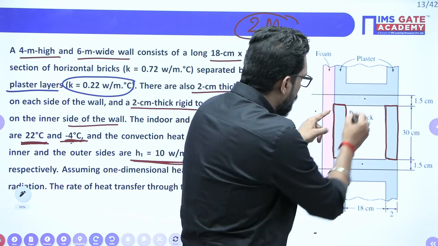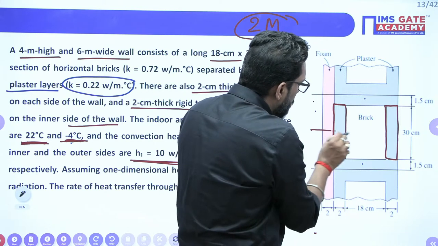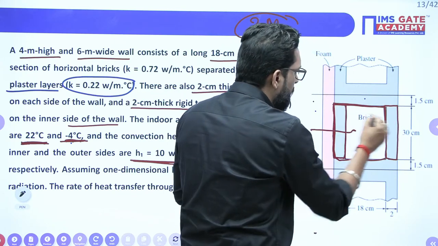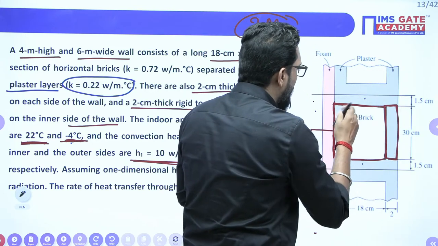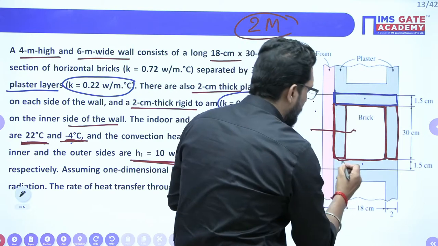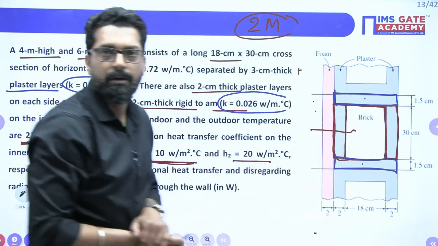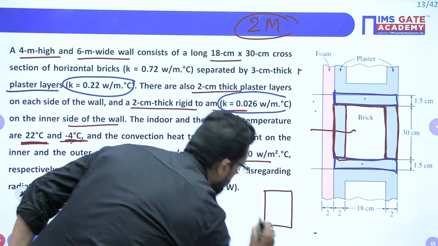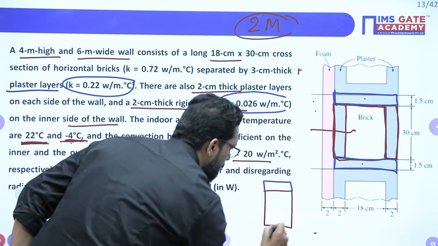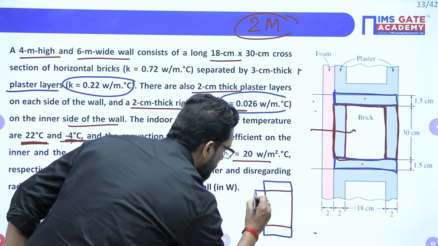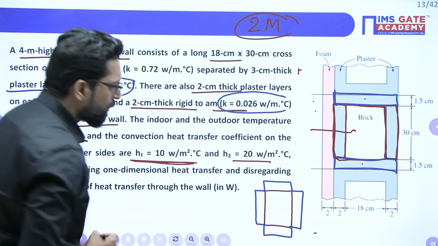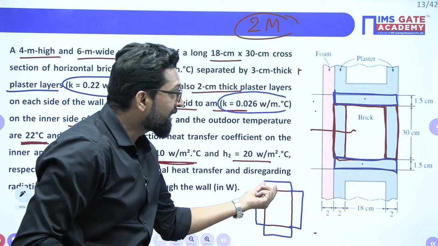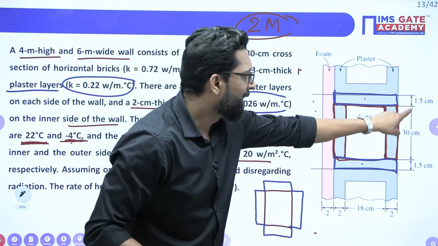If you consider this much, why? Because heat transfer goes through this one, where there is bricks. This is our bricks. So there is plaster on the left side, plaster on the right side, plaster on the top side, and plaster on the bottom side. This is your top plaster, bottom plaster, side plaster, and right side plaster. For the right side plaster, the length is 30. For the top side plaster, the length is 1.5.